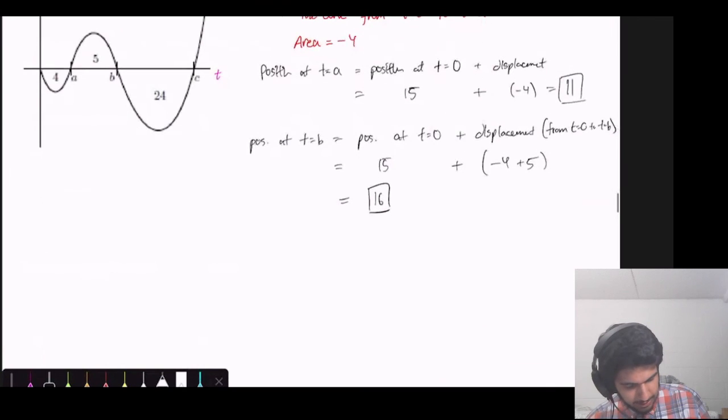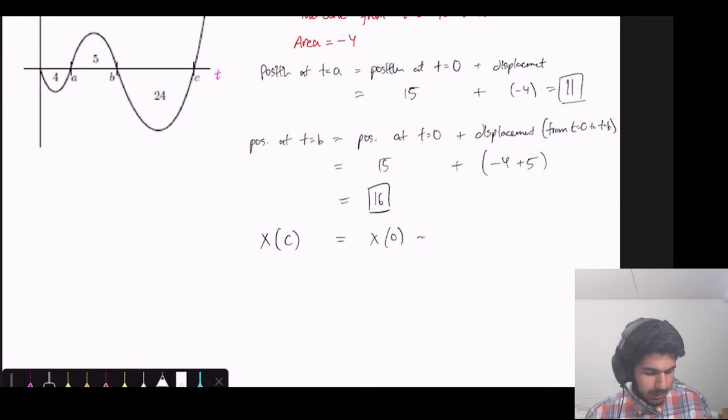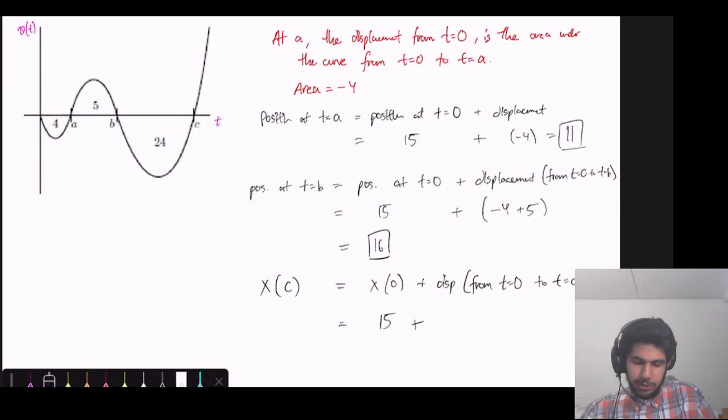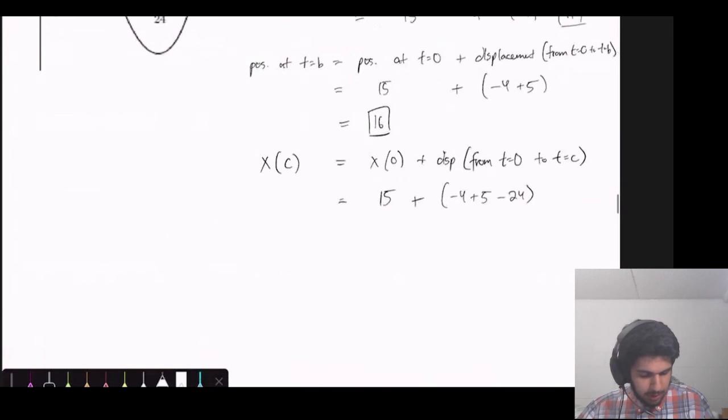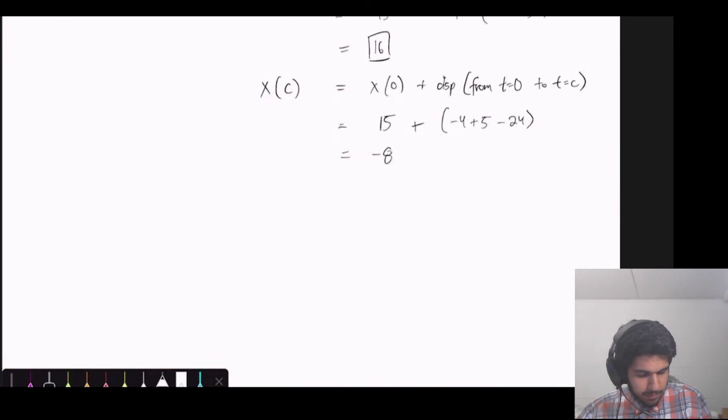And then for c, I'll just abbreviate x at time c is equal to x at time 0. So x is just position plus displacement from t equals 0 to t equals c. So this is equal to 15 plus displacement, once again, area under the curve from here to here. We have negative 4, we have positive 5, and we have negative 24. So this will be negative 4 plus 5 minus 24. And if we compute this out, we get negative 8.